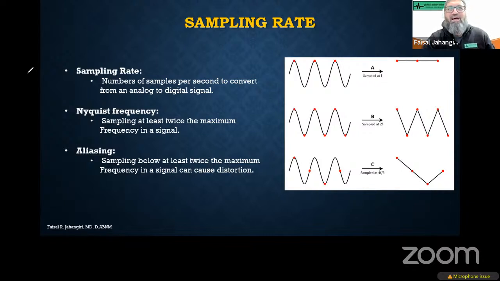The number of samples we take per second is known as the sampling rate. And the sampling rate has to be at minimum double the highest frequency in the signal. If you have multiple signals, like if you're doing EEG, you have delta, theta, alpha, beta. So you have 4 hertz, 10 hertz, 15 hertz signals. You sample for the highest frequency, so you sample at double the 15 hertz.